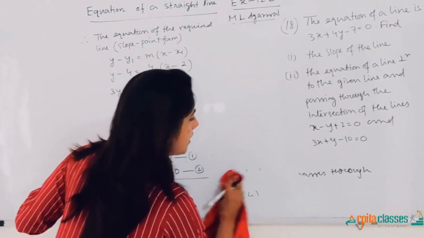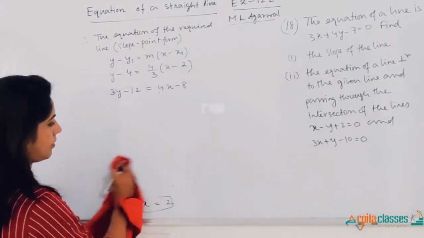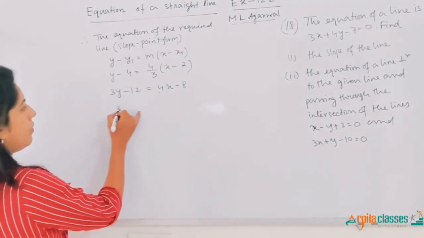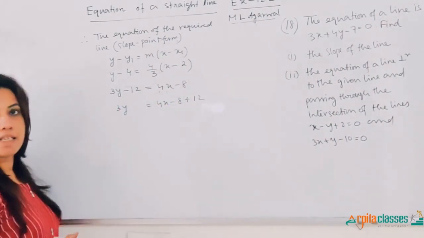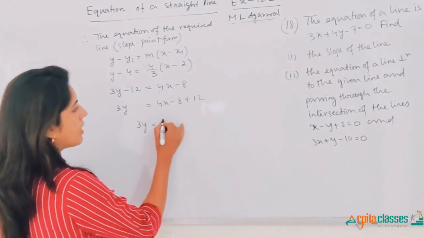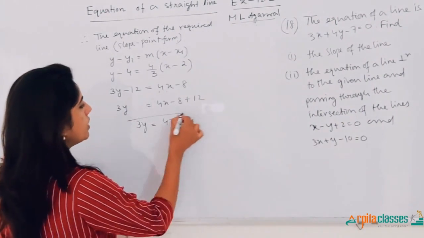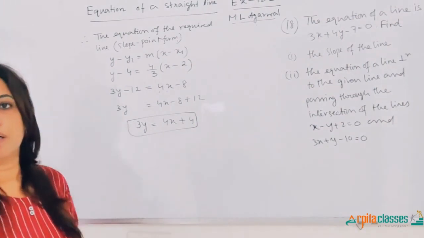So now 3y = 4x - 8 + 12. I got 12 that side. So I'm getting 3y = 4x + 4. So this is the equation of the required line.